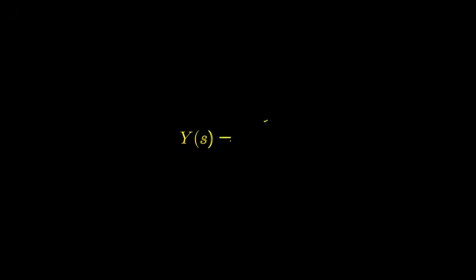With a unit step input 1 over s, we solve for Y of s using algebra. No calculus required yet. We use partial fraction expansion to break this into 1 over s and negative 1 over s plus 1. Looking these up in our table gives the solution. y of t equals 1 minus e to the negative t.